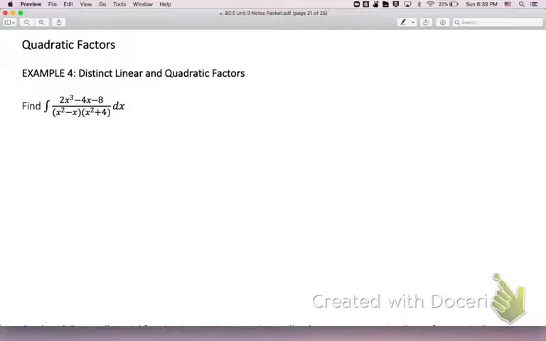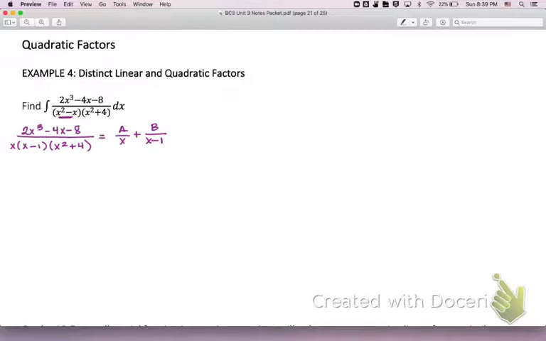So we're going to start with 2x cubed minus 4x minus 8 over, we have two different, well, I take that back. We can factor out an x from this one. So we're going to get x times x minus 1. So that's two linear factors. And then we have a quadratic factor in x squared plus 4. The linear factors, we've already seen what they do. So we're going to have A over x plus B over x minus 1.